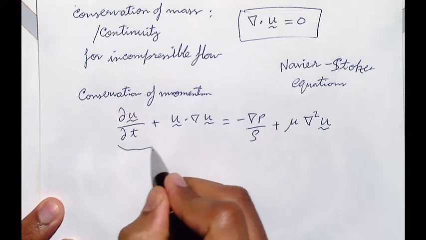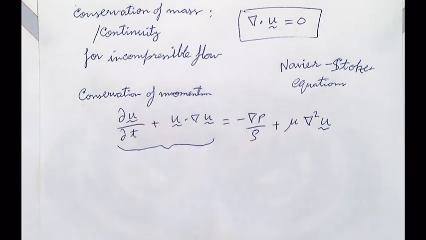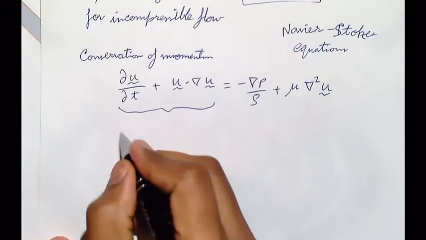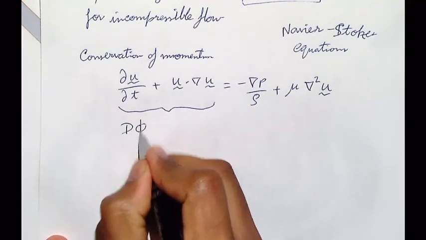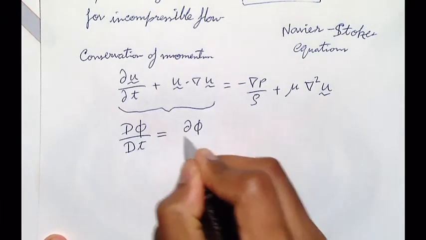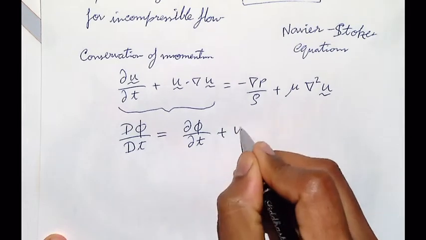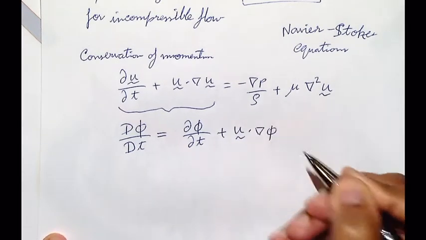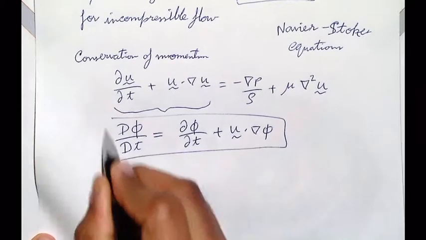Do you remember how we can simplify this left-hand side? Do you remember the material derivative? The material derivative of anything phi is equal to del phi by del t plus u dot del phi. This is the definition of the material derivative.